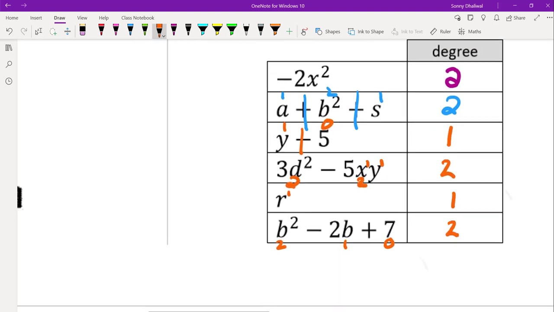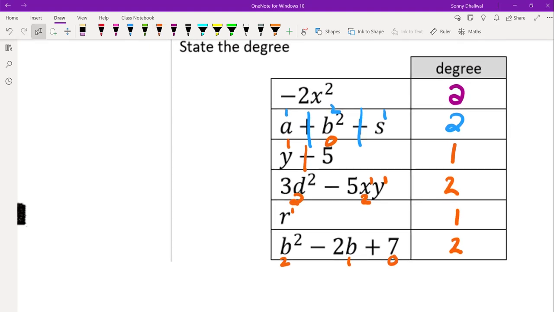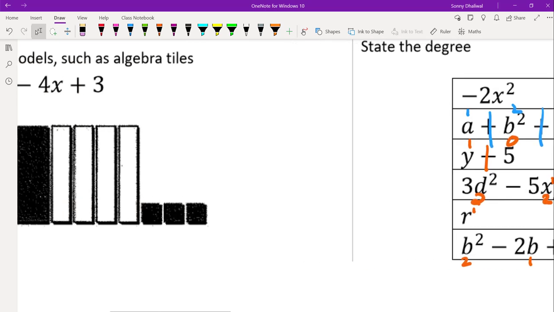All right. So that is basically the main terminology that I want you to know. Can you figure out the name? Can you figure out the degree? The name lets you talk about an expression, instead of saying that thing, you say, oh, that's a binomial, that's a trinomial. The degree lets us understand the shape. So we're not really talking about shapes in the grade 9 level.